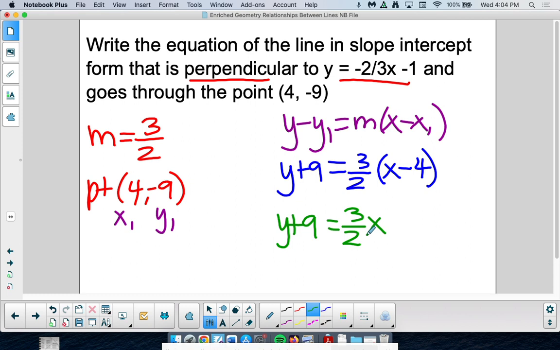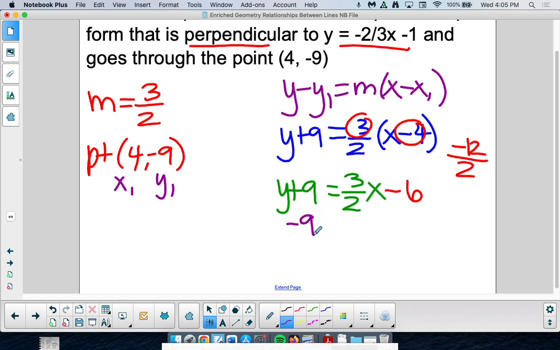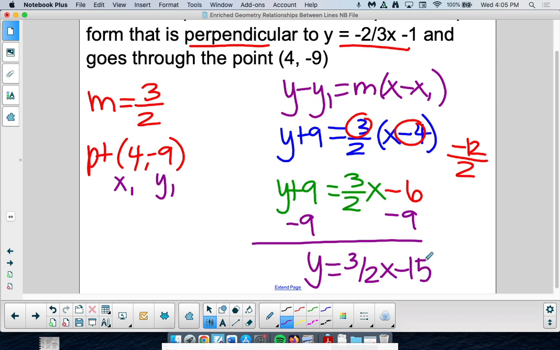Now we have to take 3 over 2 times negative 4. Do it the easy way. What's 3 times negative 4? Negative 12. Divided by 2, it's negative 6. That's how I like to multiply by fractions. Break it apart. All right, last step here, folks. Subtract that 9 over. So we'll have y equals 3 over 2x minus 15.